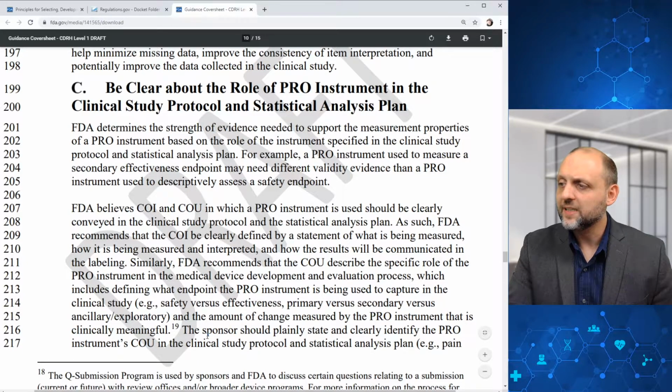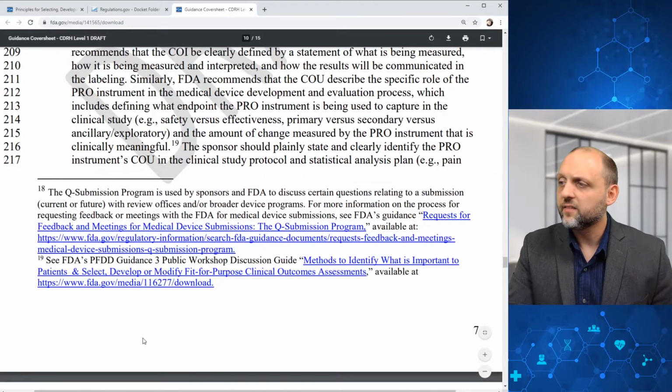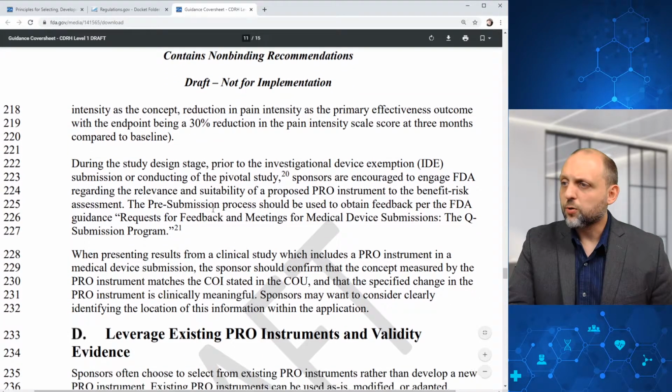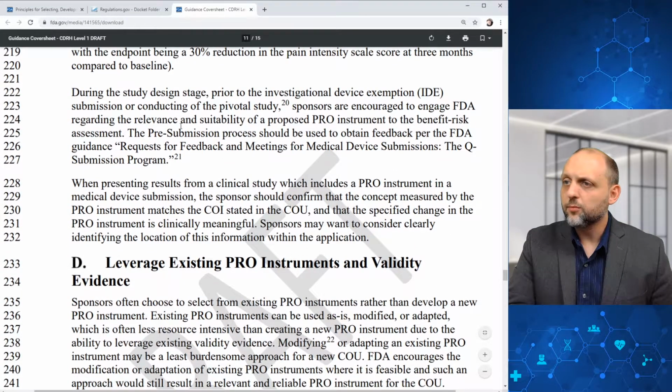The sponsor should plainly state and clearly identify the PRO instrument's COU in the clinical study protocol and statistical analysis plan. During the study design stage prior to the investigational device exemption or IDE submission or conducting of the pivotal study, sponsors are encouraged to engage FDA regarding the relevance and suitability of a proposed PRO instrument to the benefit-risk assessment. And again, they call out the pre-submission process.